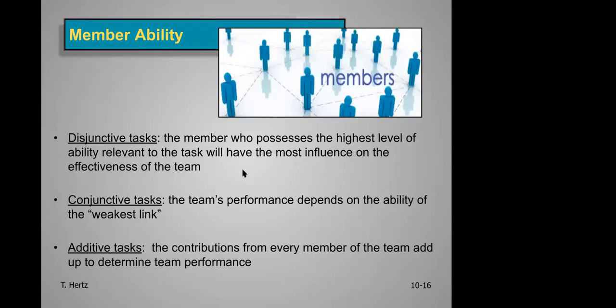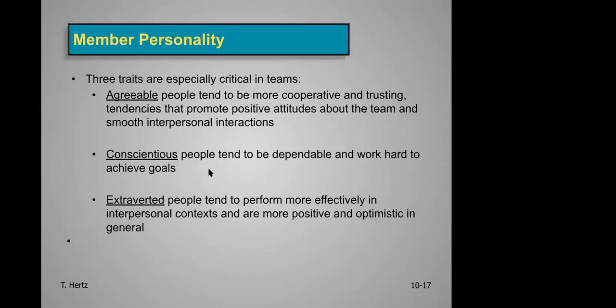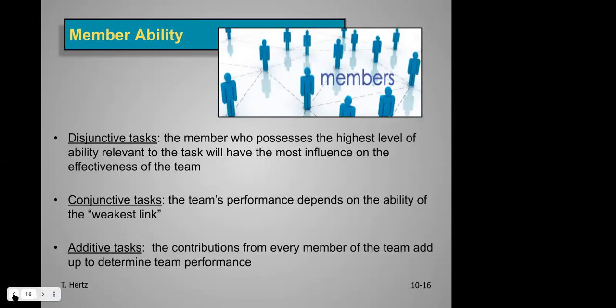So we talked about this before, that different types of tasks make a difference, and member ability is very important for overall team performance. You need smart people if you want an effective team, particularly when you have tasks that are additive, disjunctive, it doesn't matter. You want smart people on a team, but it does make a difference whether the tasks are disjunctive, conjunctive, or additive. Disjunctive tasks are when the member who possesses the highest level of ability will set the performance standard of the team.